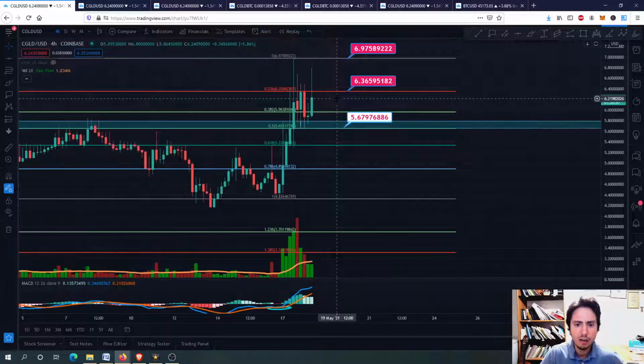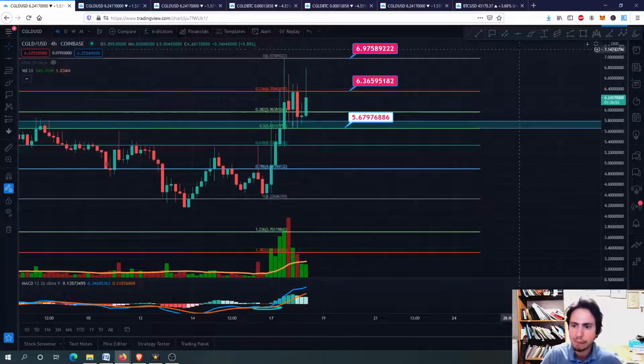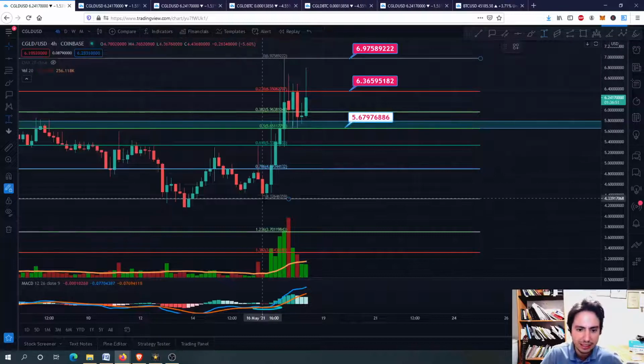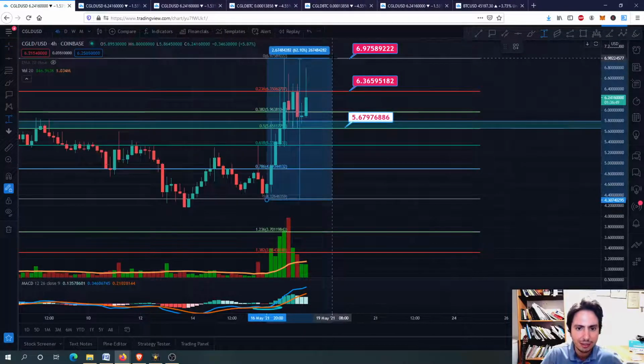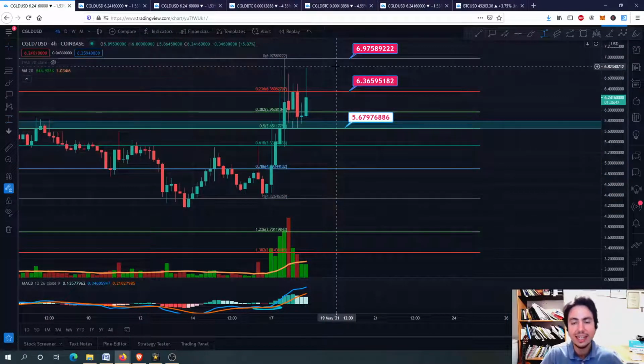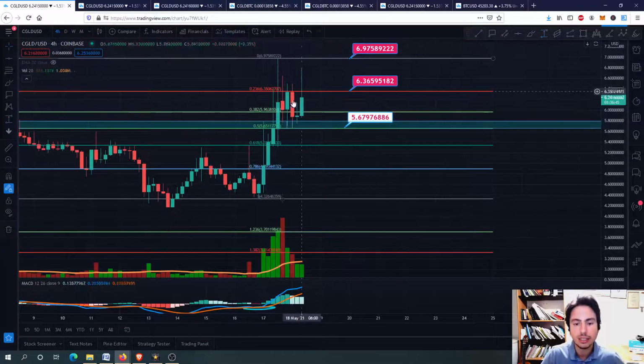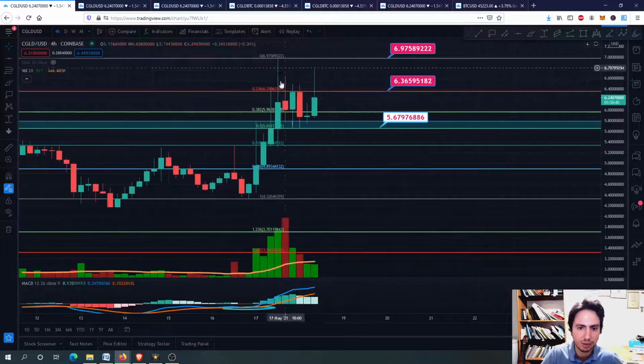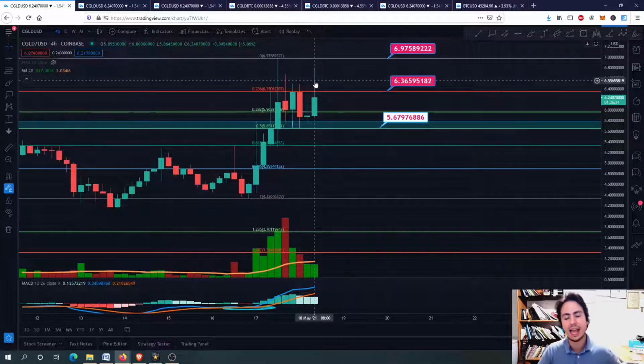So right now for CGLD, after this huge pump up in just one day, guys, you can see here we went upwards 62% in just one day. So it is very cool that we had this very minor correction. You can see here the huge sell pressure we had back on 17th May and today 18th May.